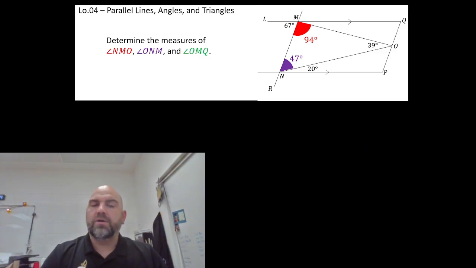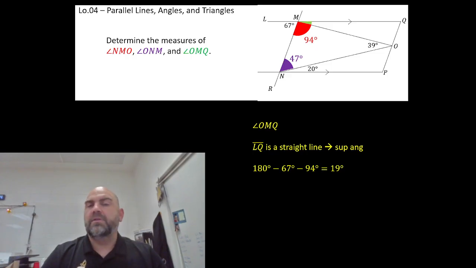Final one that we're going to take a look at is OMQ. That is that small angle right there, right above the red. And so for angle OMQ, we know that line LQ is a straight line. Therefore, all three of those angles must be supplementary to each other, and so those three angles are going to have to add up to 180 degrees. 180 minus 67 minus 94 is going to be 19 degrees. So therefore, that angle right there is 19 degrees.